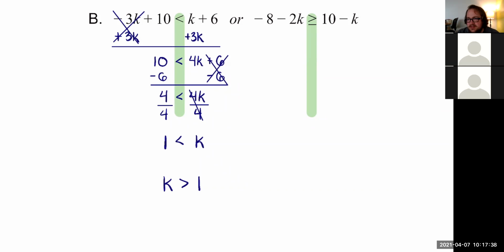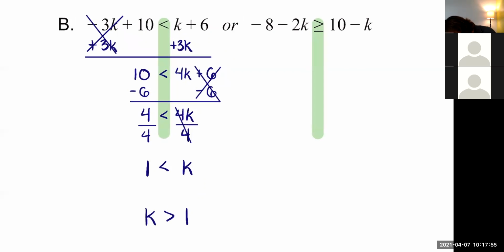Not quite done. We still have the second half to consider. For the sake of boredom, I'll go through it a little bit quicker. No parentheses, no like terms. The variable is on both sides. This one's a little bit sneaky because on the right, that is a negative 1K. So technically, the smaller of the two would be the negative 2K. So I'll add 2K to both sides.